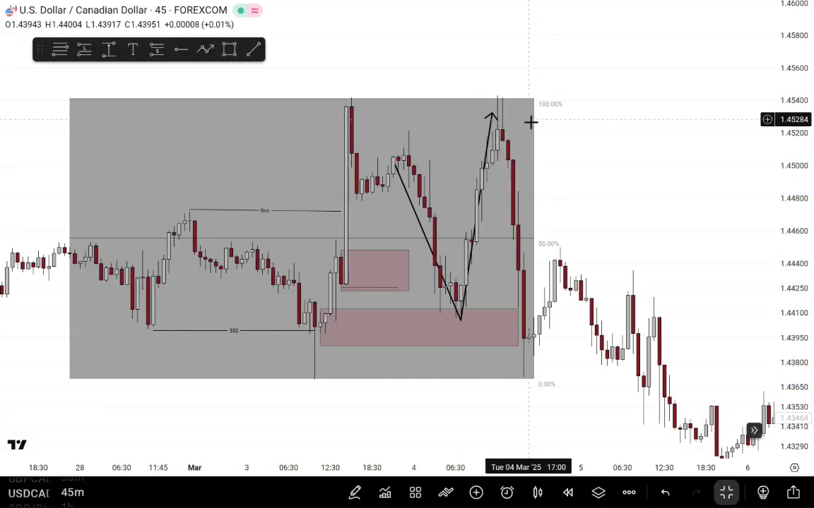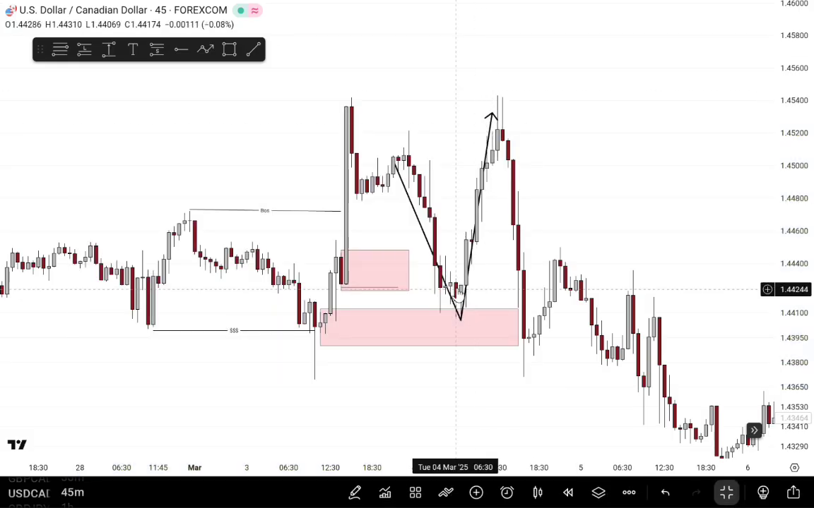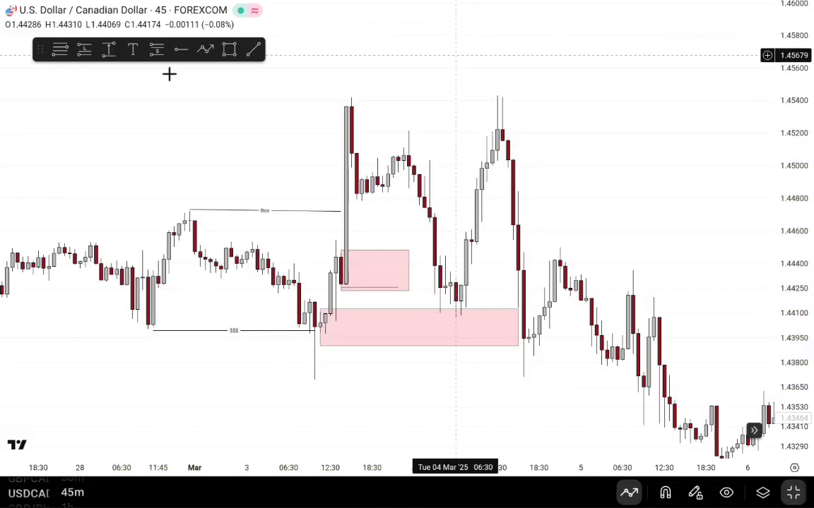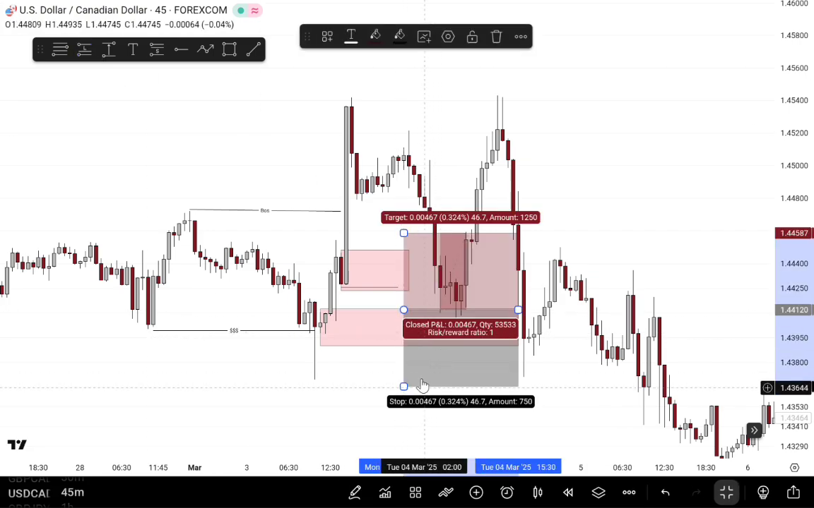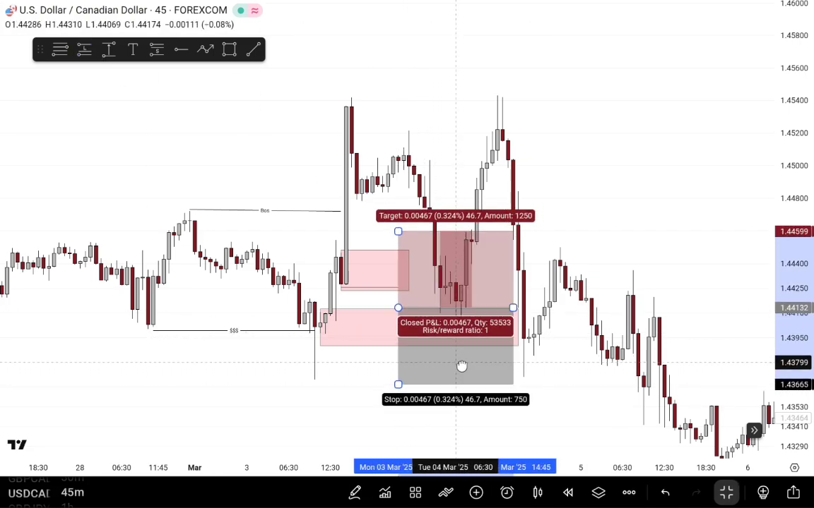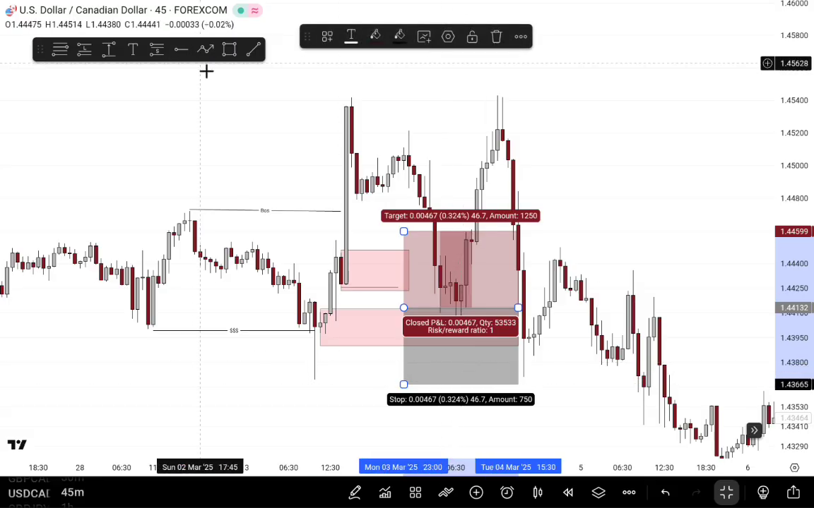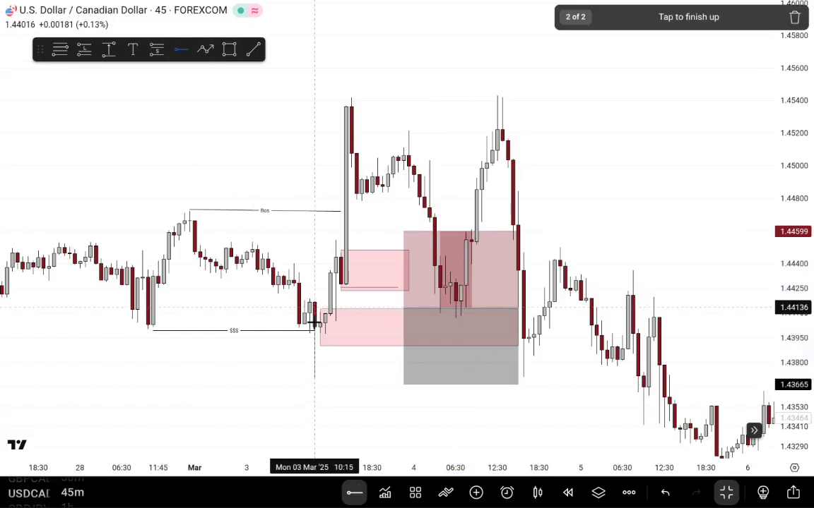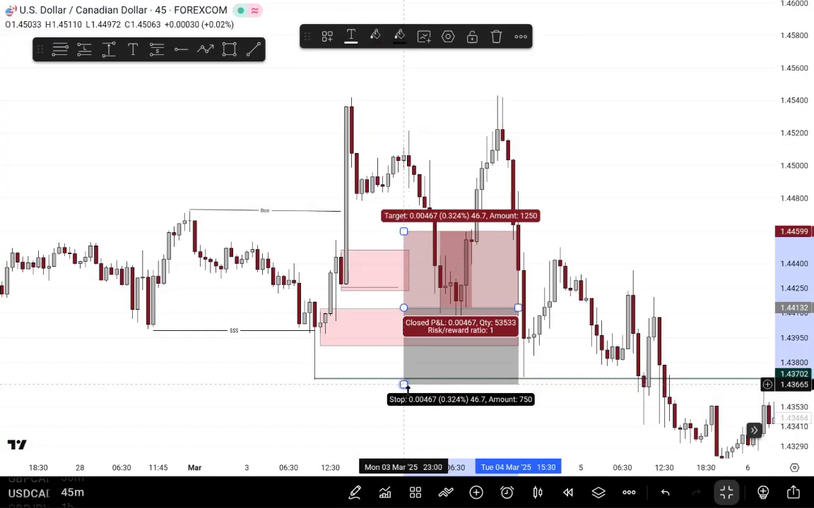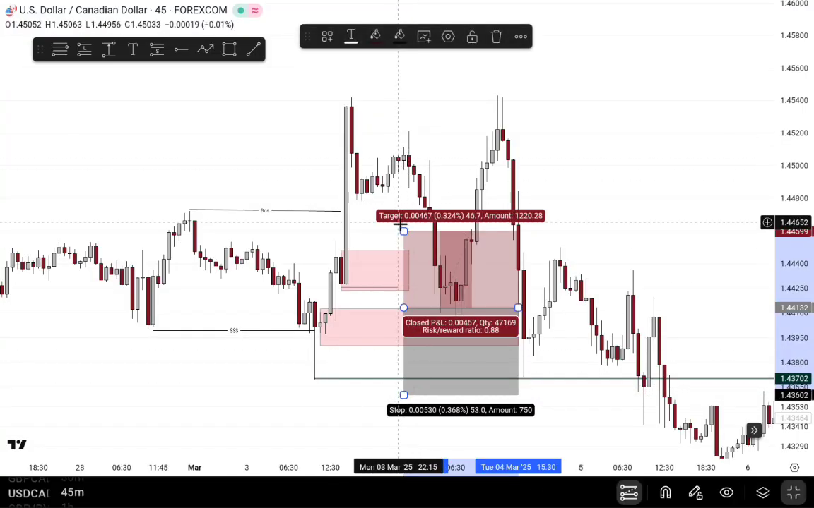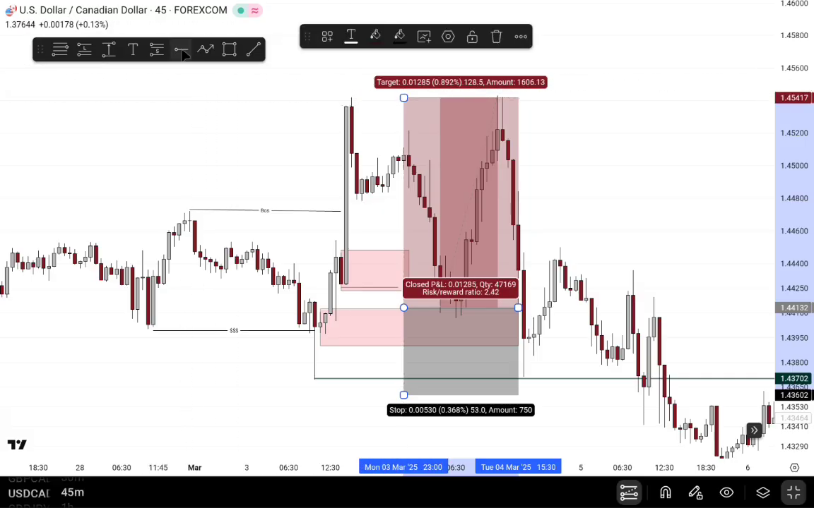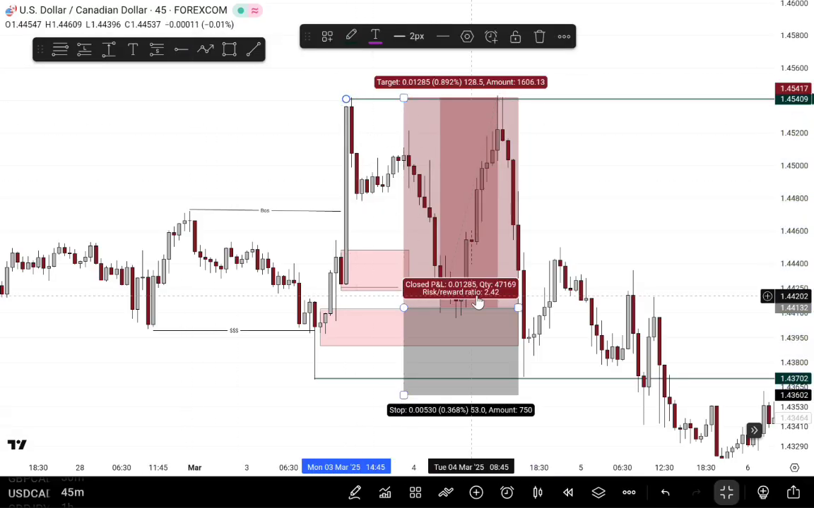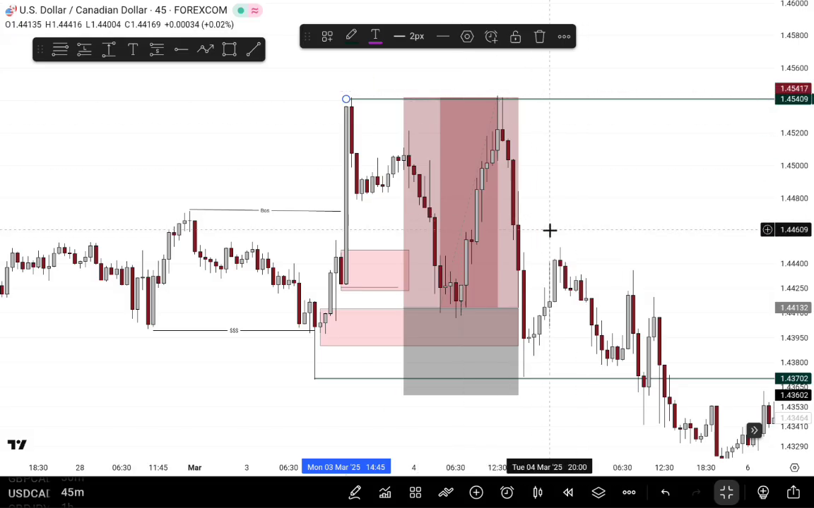Now let's check the risk reward ratio of this trade. Let's use our long position tool, from the point of interest, with the stop loss from this weak rejection, bring it below. Let's check. So the risk reward ratio of this trade is 2.48, which is a very nice ratio.